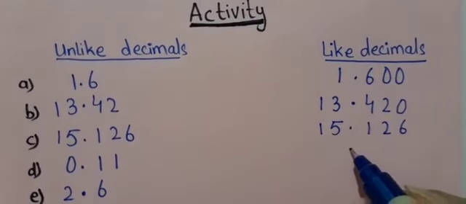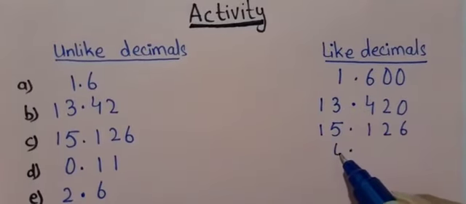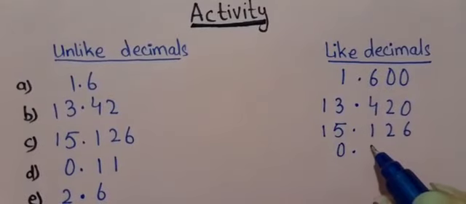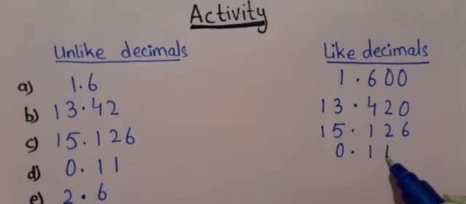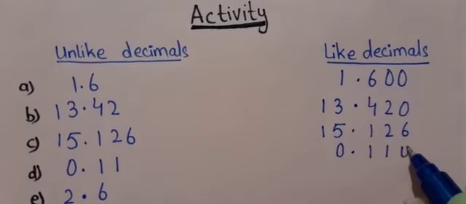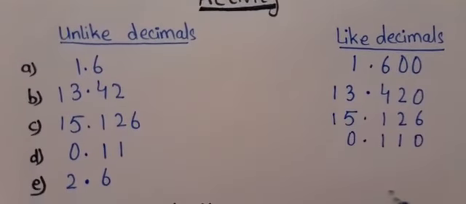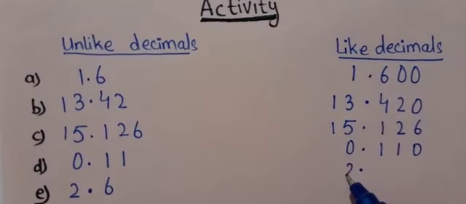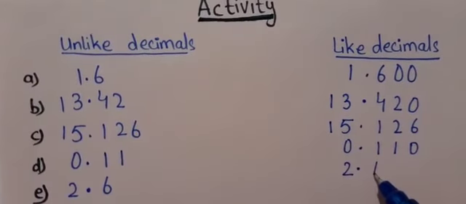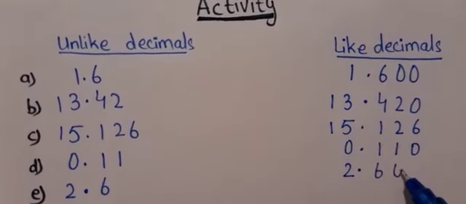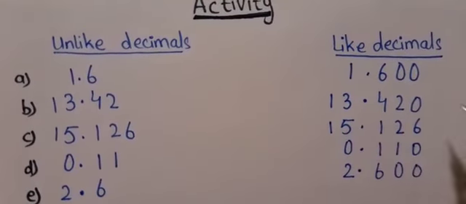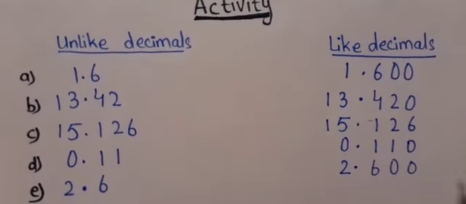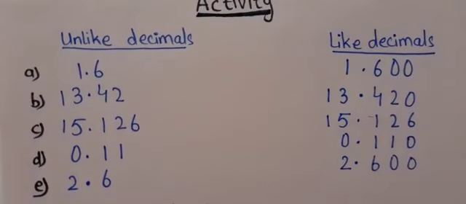Next one is 0.11. I will write point over here. The 0 will come under 5. 1 will come under 1. 1 will come under 2 and 0 will come under 6. Okay. Next is 2.6. I will write point under point. 2, 6, 0 and 0. Now you can see they all have 3 digits after the decimal place. So these are like decimals.